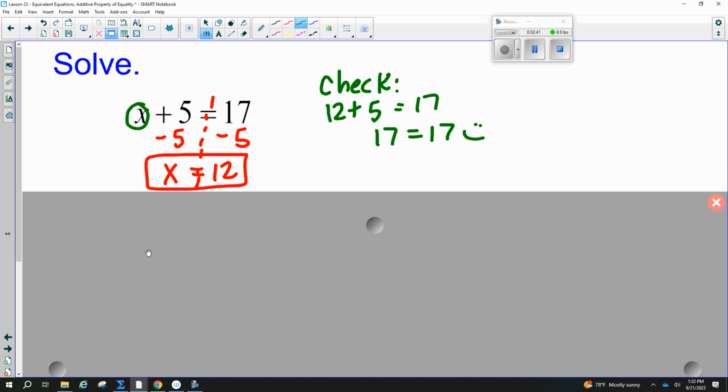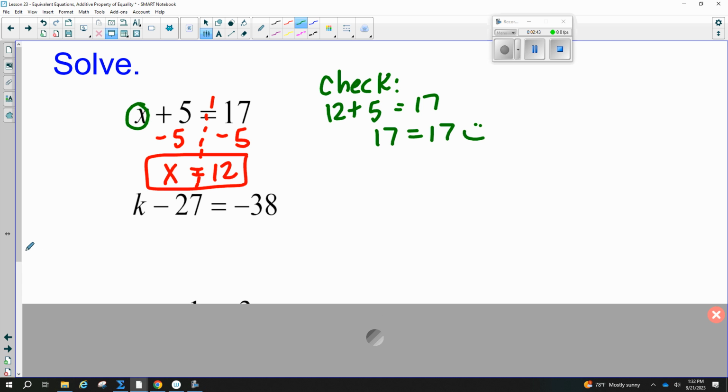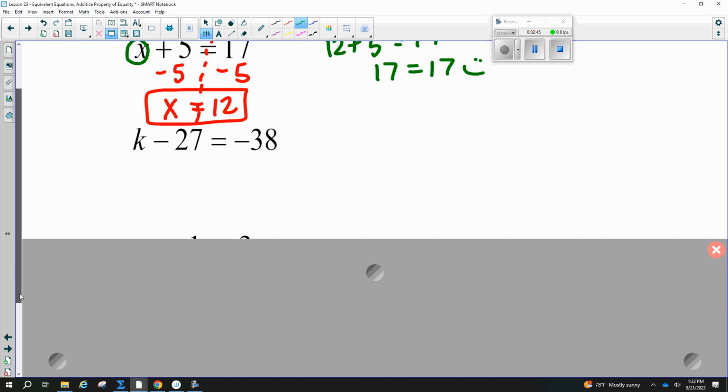All right, k minus 27 equals negative 38. Bishnu, what do we do to solve this equation and get k by itself? You would add 27. Yes. We're going to add 27 to both sides. So these cancel out. We get the k by itself. And then here I have negative 38 plus 27, which is negative 11.